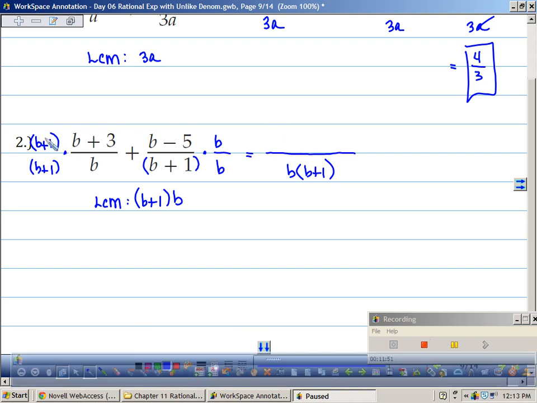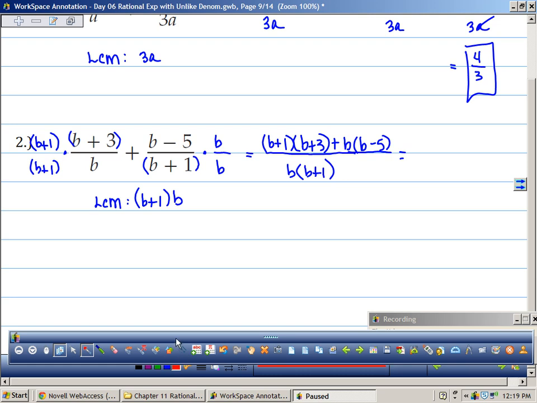Okay, so I need to multiply these quantities, correct? So I'm going to have to multiply b plus 1 times b plus 3, and I'm going to have to add that to the quantity of b times b minus 5. I like the b in front. How do we do this? We could use a box, or we could FOIL it. I'm going to FOIL it.